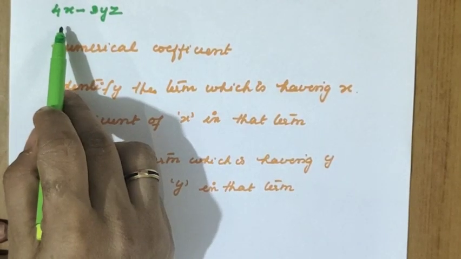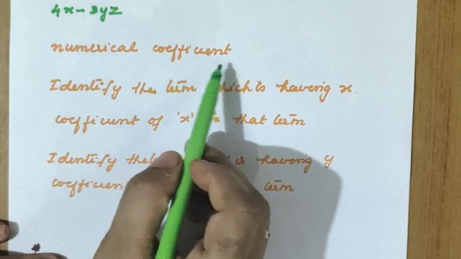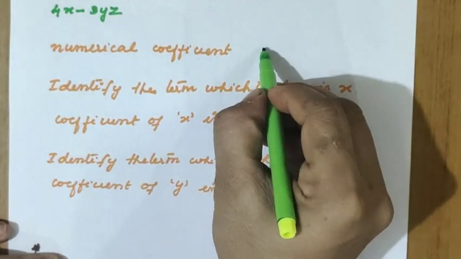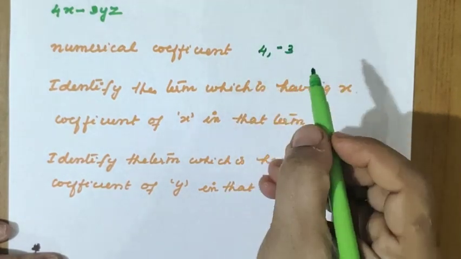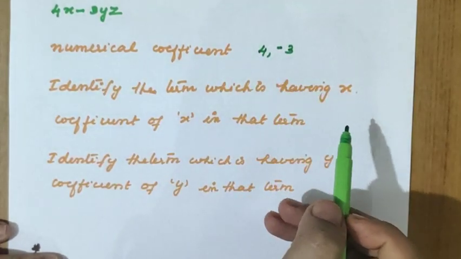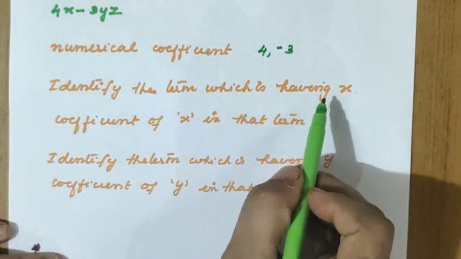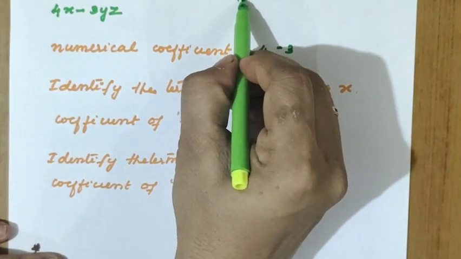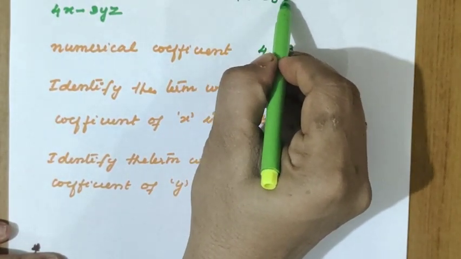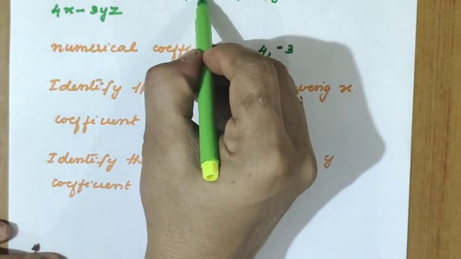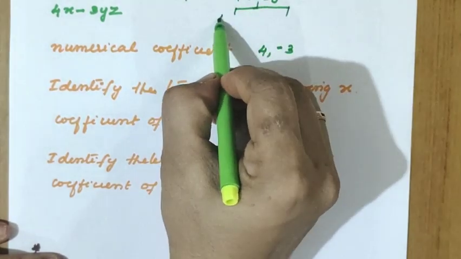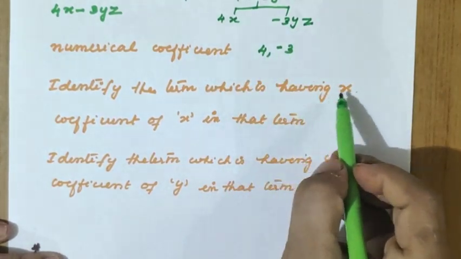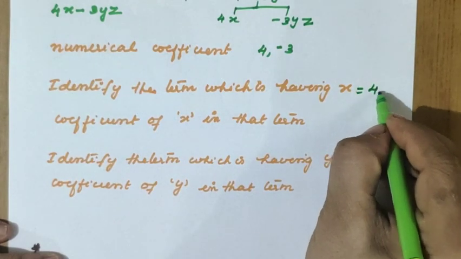Now the next example, 4x minus 3yz. What are the numerical coefficients here? What is the numerical number? 4 is here and -3. So 4 comma -3. Understood? Now identify the term which is having x. Here it is an expression, as we have studied in the last class. What are the terms here? We can divide it into two parts: 4x and minus 3yz. So identify the term which is having x, only one, which is equal to 4x.